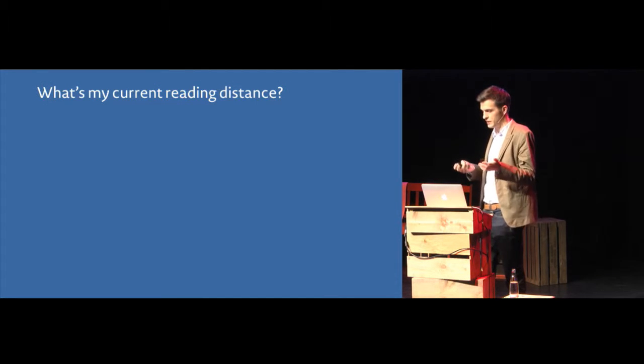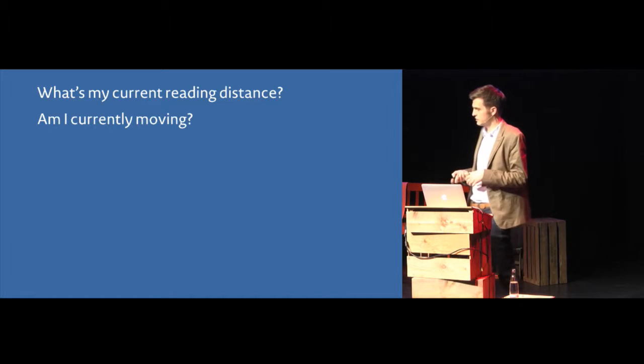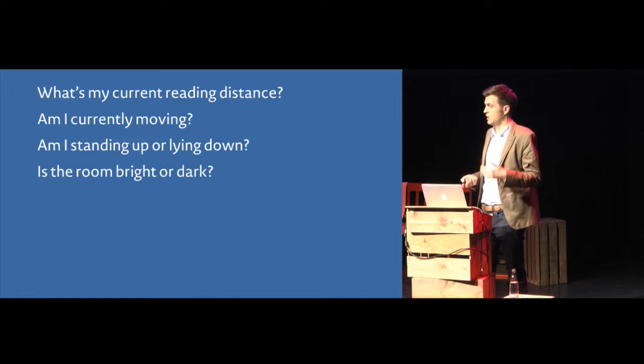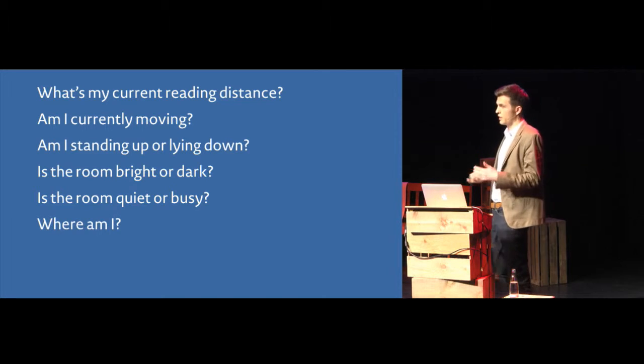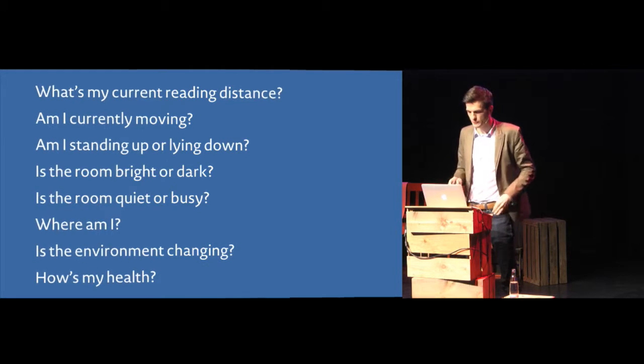These sensors and data could tell the reading app what's the current reading distance. Am I currently moving? Am I standing up or lying down? Is the room bright or dark? Is the room quiet or busy? Where am I? Is the environment changing? How's my health? All this could be used to tweak the typographic settings in an app, maybe.